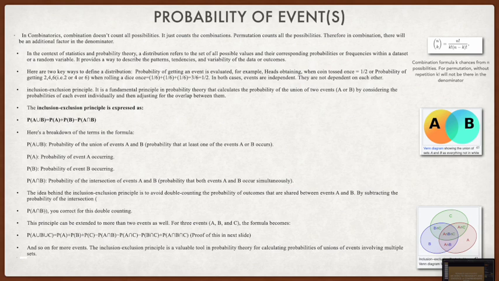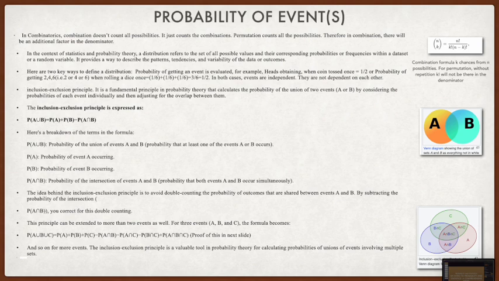The idea behind the inclusion-exclusion principle is to avoid double counting the probability of outcomes that are shared between events A and B. By subtracting the probability of the intersection, P of A intersection B, we correct this double counting. So whatever event has occurred in both A and B, we reduce it.